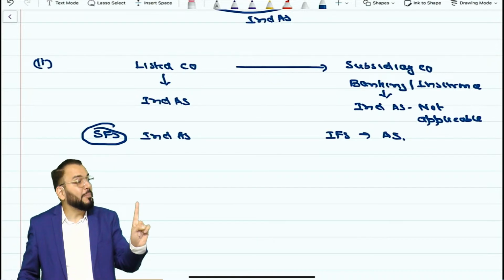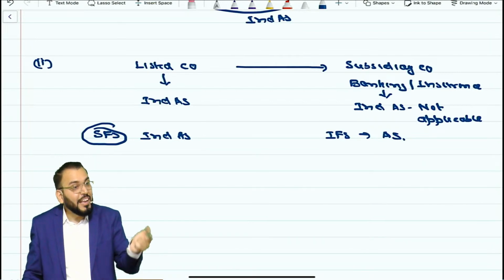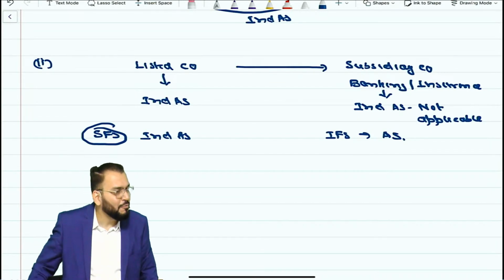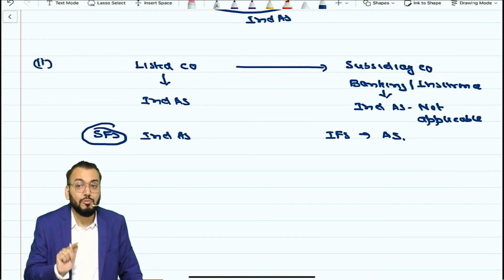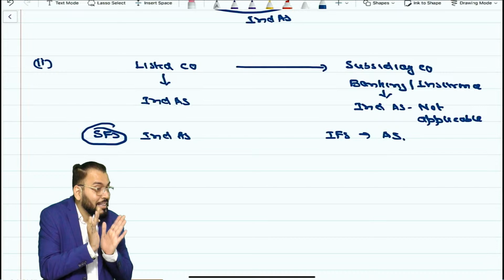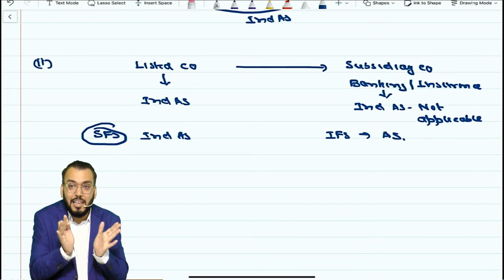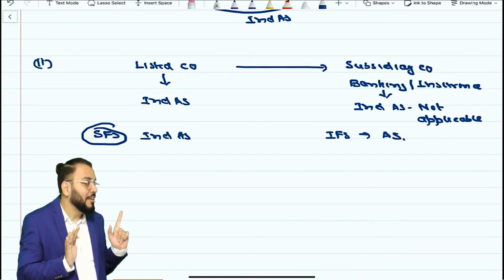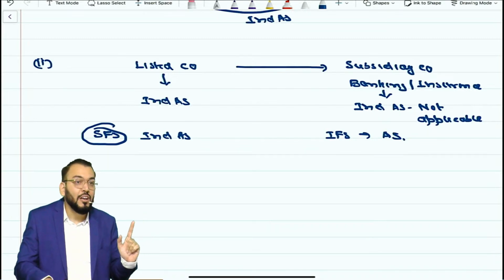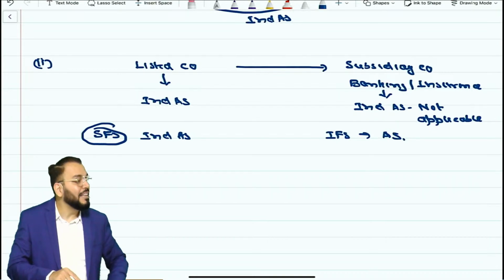A parent company prepares a separate financial statement. Any company which is not a parent company, its financial statement will be known as an individual financial statement, or commonly known as a standalone financial statement. But these two are different terms. They cannot be interchanged for exam purposes. In office you may interchange, but in the exam you can't. Understood? So for a parent company I have written separate financial statement, and for any company which is not a parent company I have used individual financial statement.